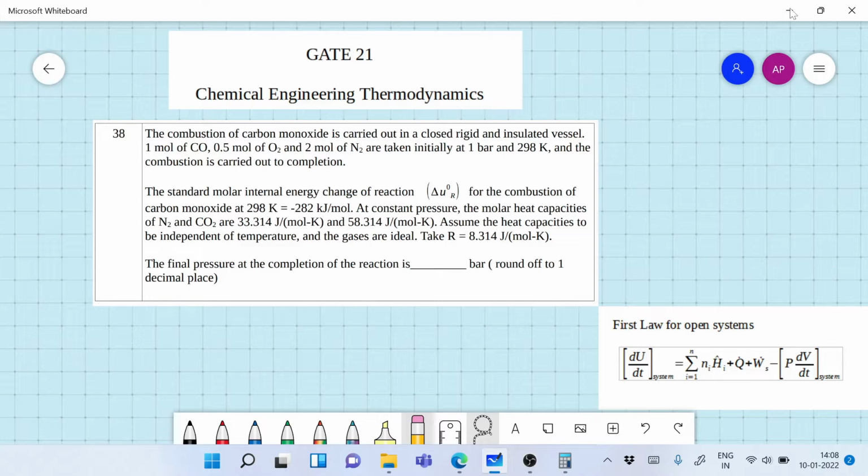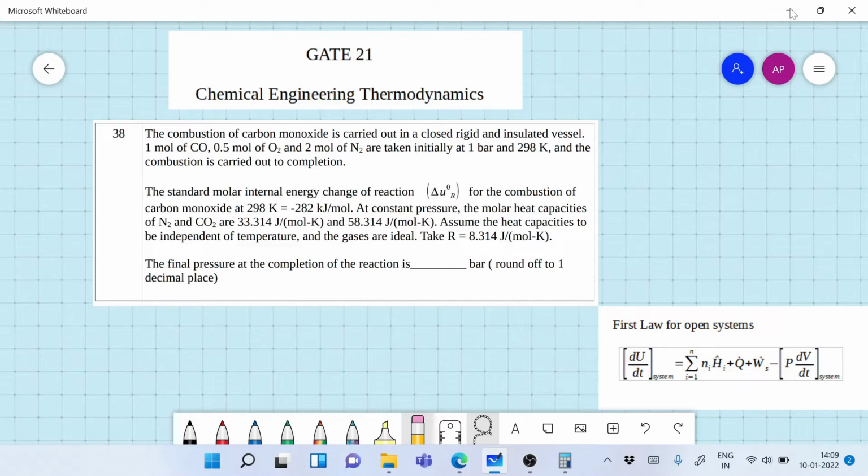This is an interesting problem. The problem is on your screen. This problem is from GATE 2021 and it's problem number 38. The combustion of carbon monoxide is carried out in a closed, rigid, and insulated vessel. 1 mole of carbon monoxide, 0.5 mole of oxygen, and 2 moles of nitrogen are taken initially at 1 bar and 298 Kelvin, and the combustion is carried out to completion.